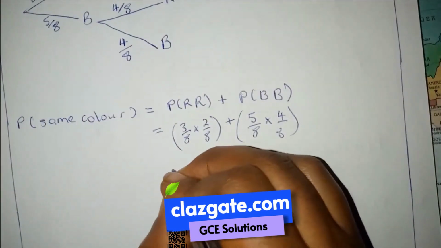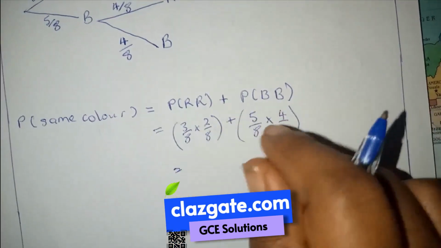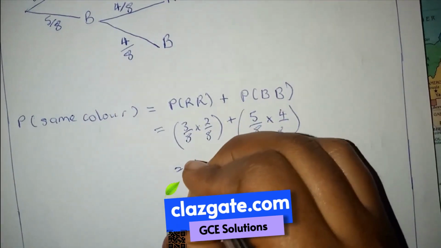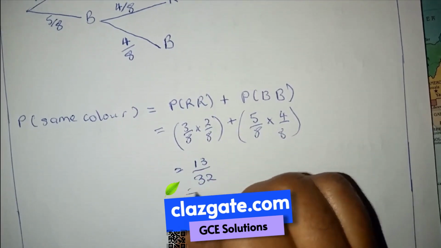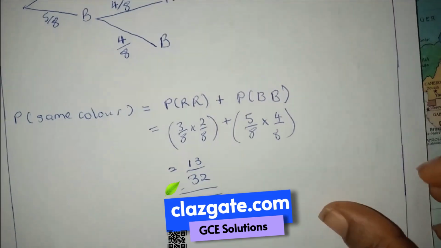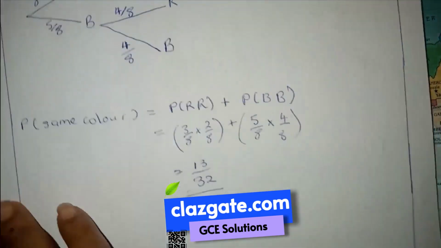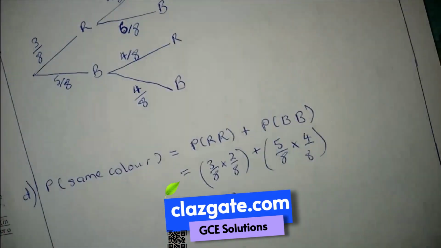What do we have? Using our maths brackets first, we're having 13 over 32. So that's our answer for D.